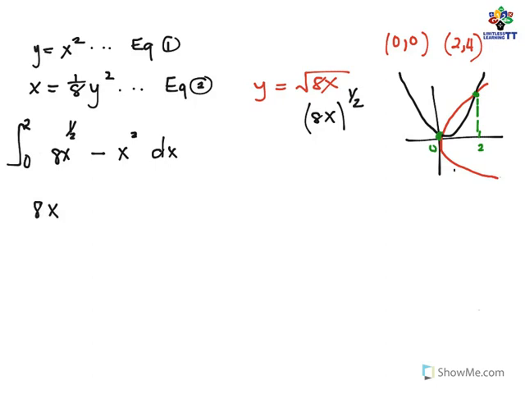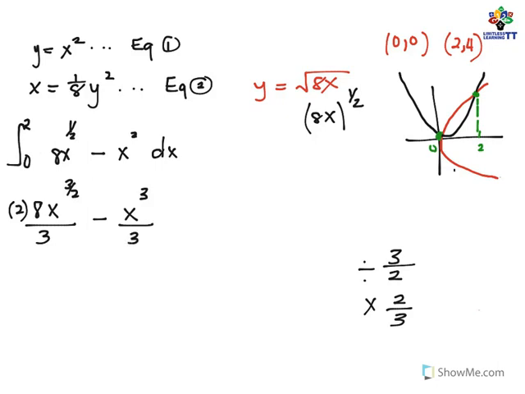So now I'm going to integrate with respect to x, and I'm starting off with 8x to the power of 1/2 plus 1 becomes 3/2, and then I have to divide by 3/2. If you divide by a fraction 3/2, it's the same thing as multiplying by the reciprocal, which is 2/3. So times 2/3, minus x squared becomes x to the power of 2 plus 1, which is 3, divided by 3.